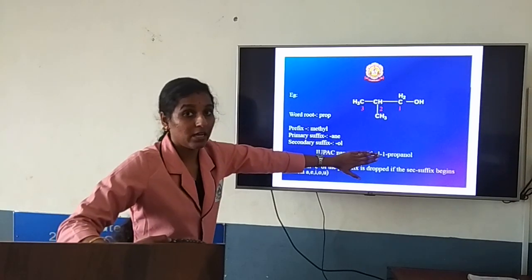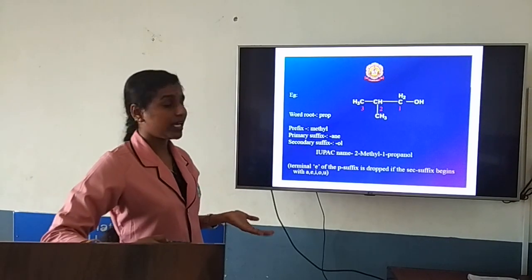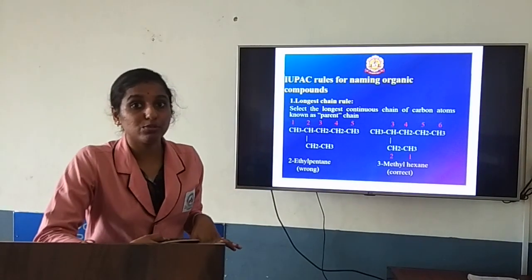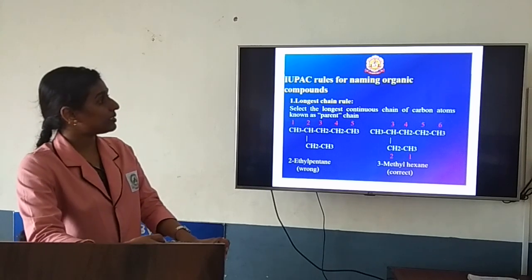Don't go with the naming yet. Once you understand how to write the naming, just go with this slide and check whether you can name the compound or not. Now we'll go with the rules.